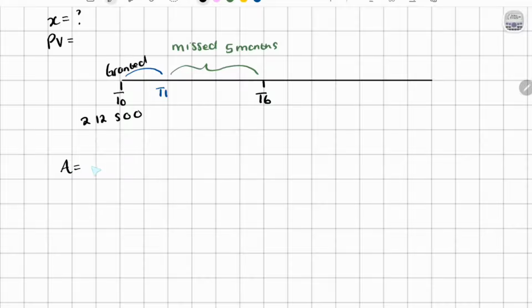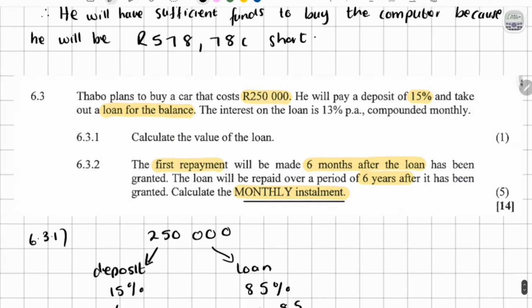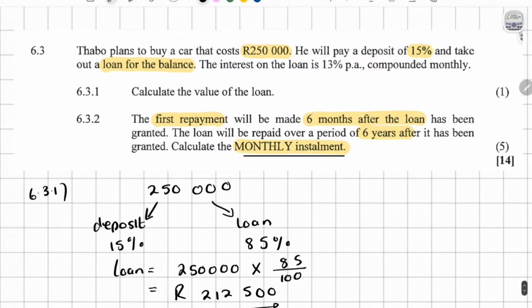So that would be A is equal to P bracket 1 plus i raised to the power of n. Okay, so A is equal to, and we're going to take this amount and grow it for 5 months. So 1 plus, what was the interest? Okay, so 15% is not the interest. That is just the amount that he's paying from the deposit, basically. So how much was he depositing? So 13%, that is the interest on the loan. Okay, so just keep that in mind. 13% is the interest on the loan.